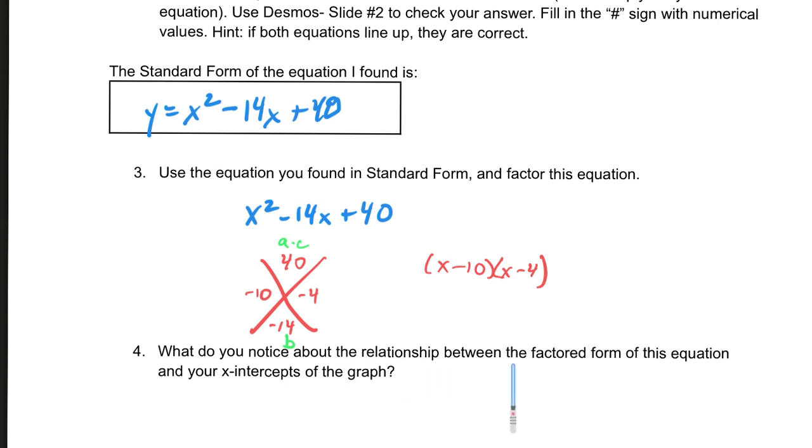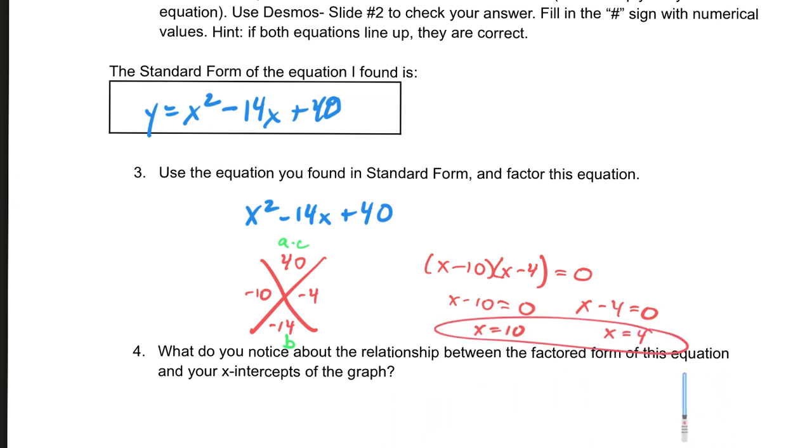What do you notice about the relationship between the factored form of this equation and your x-intercepts of the graph? So I'm looking here, and I'm thinking about my x-intercepts of the graph. If you wanted to take it a step farther, you could set that equation equal to 0 and try to solve it by factoring. I did see some students try to do that earlier today, and they end up with these 2 answers. And then the question is, what is that relationship between the factored form and the x-intercepts? I'm going to let you figure that question out on your own.